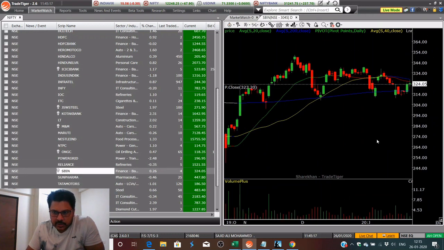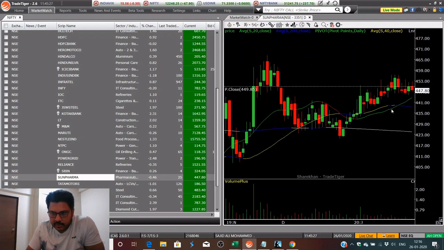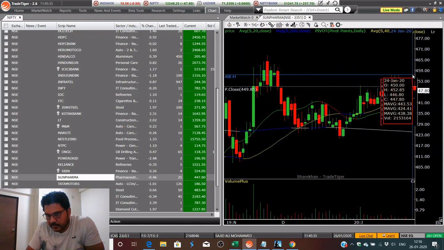SBI is trying to break out, but we have to see if it can close above these moving averages with volume. Sun Pharma is in a good uptrend. See, this 20 period moving average is rising, and we have to see if it can break this high.